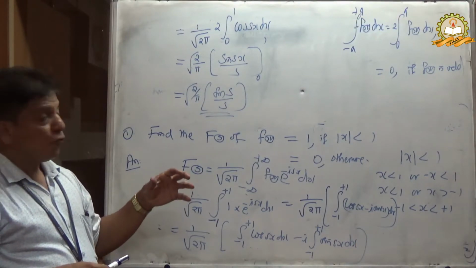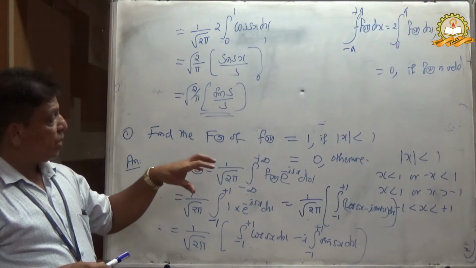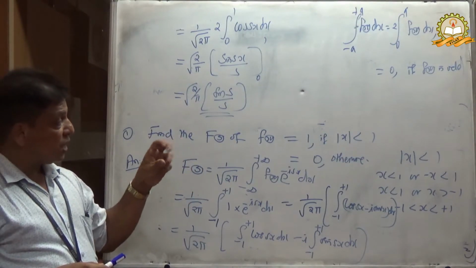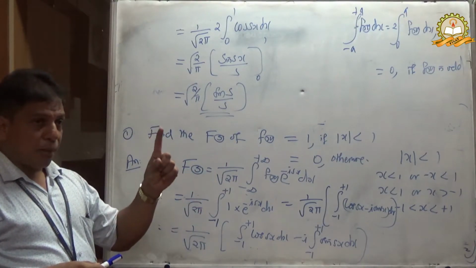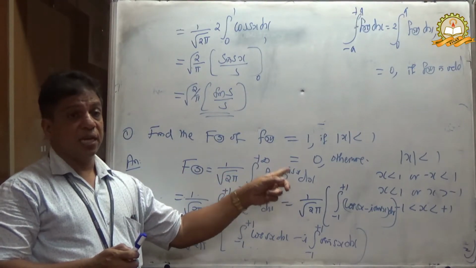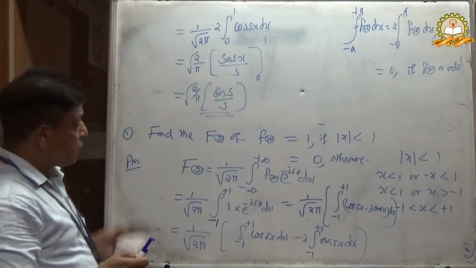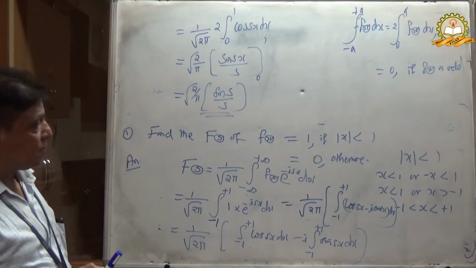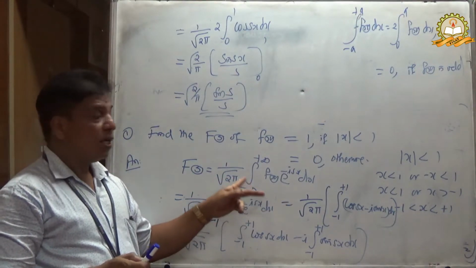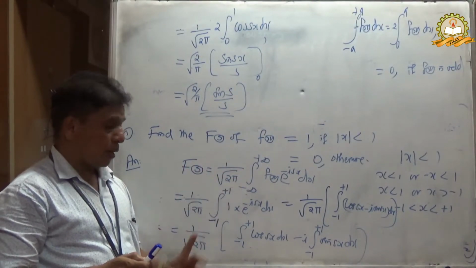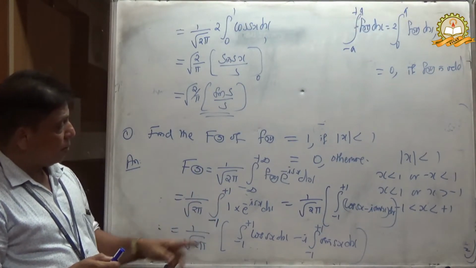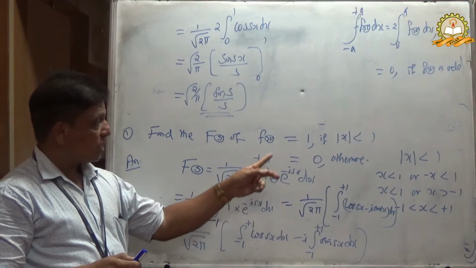To find the Fourier transform of a function, first we write the required formula. The formula says that when a function is given, that function is multiplied by e raised to minus isx and integrated, applying the limit, and finally multiplied by 1 by root of 2 pi. Here, 1 by root of 2 pi into integral. The function is given as f of x is 1.